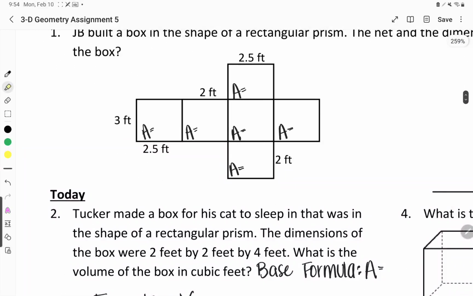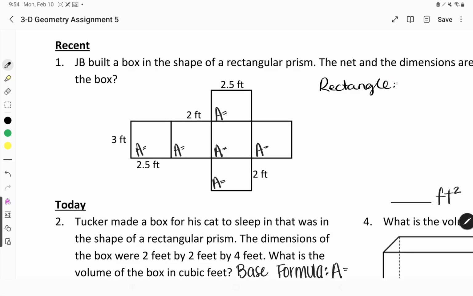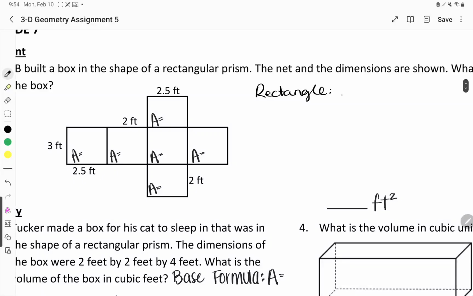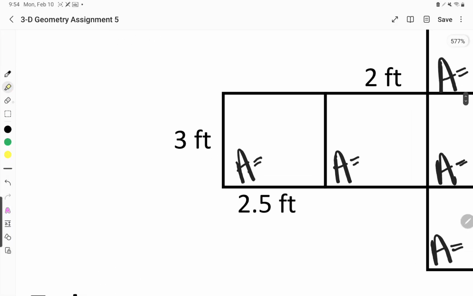So what we have to do is we have to go through and we have to find the area of each one of these. Now this is a rectangular prism, and rectangles have an area formula of what? Okay, so you should have found that your area formula should have been base times height. So we're going to go through, and for each of these, we're going to find the base times height. So looking at this, what two numbers should I multiply right here? You should have found that you should multiply 3.5 times 2.5. And you should have found that that gives you 8.75.